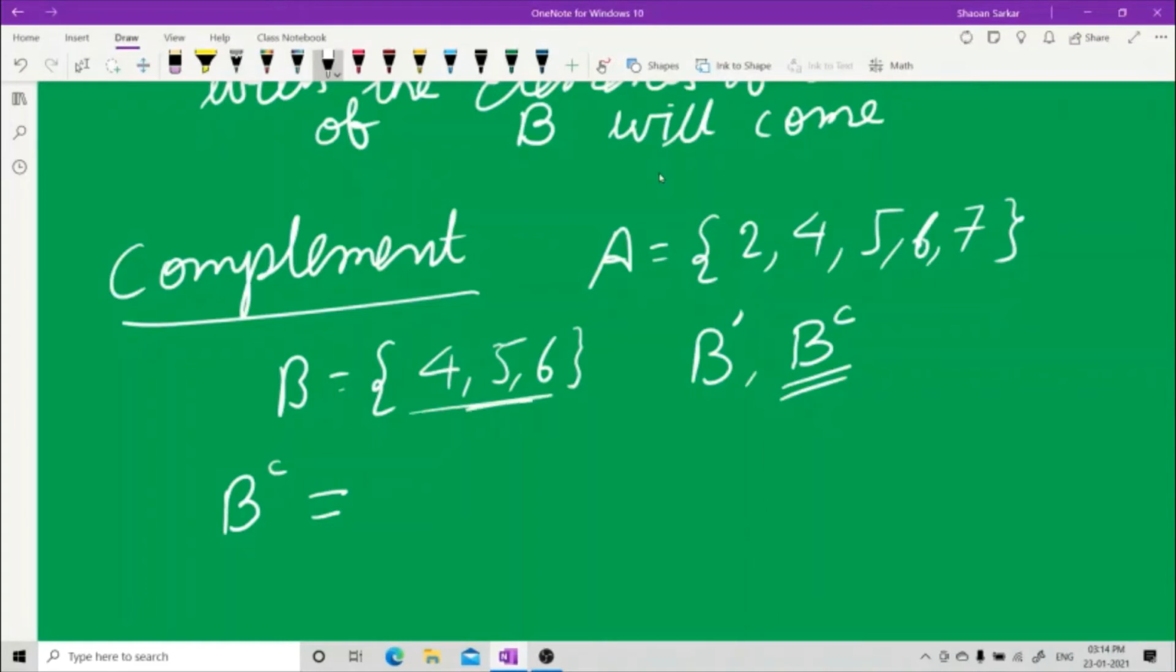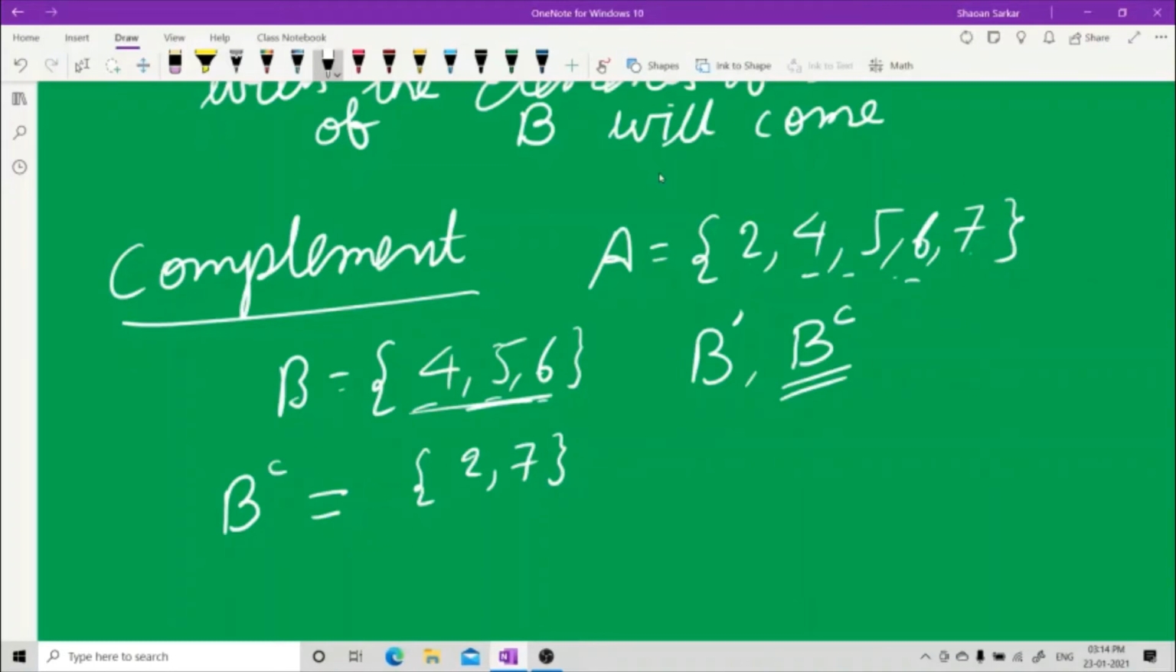देखो B के सारे एलिमेंट A के अंदर है, 4 भी है, 5 भी है, 6 भी. You've got all the elements 4, 5, 6 in A. So you will not write them. You will write only 2 and 7. Let me repeat. A has elements 2, 4, 5, 6, 7. B has elements 4, 5, 6. B complement is denoted by B dash or B with C on the superscript.